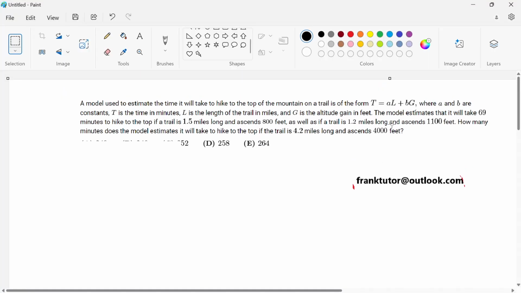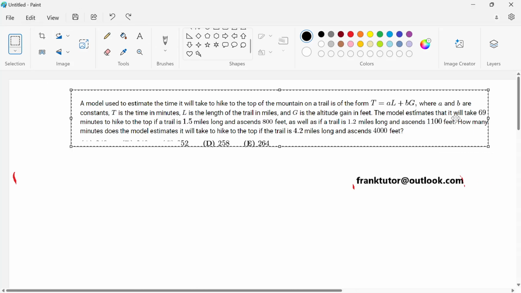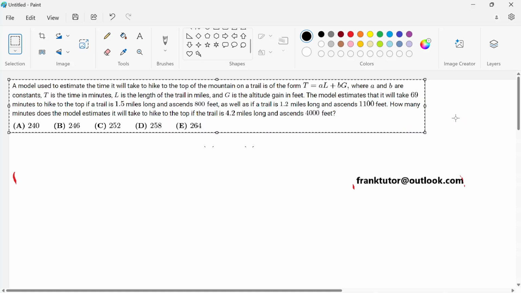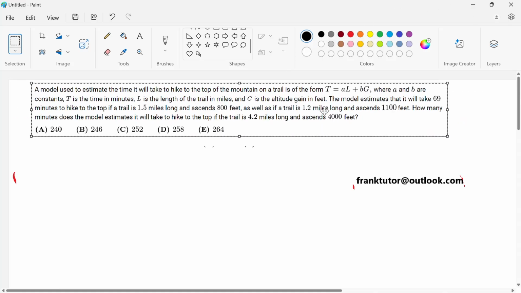This is a question from the AMC 10 test, and what's happened here? I've somehow, let's see, I lost the question for a second, now I've got it back.